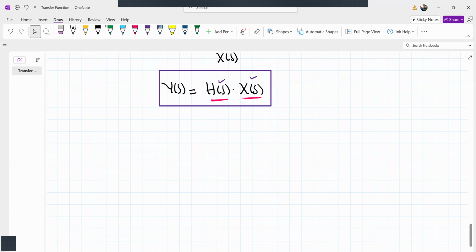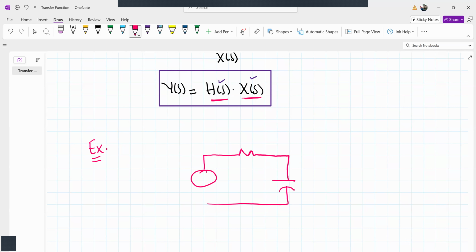So what we'll do, we'll take an example. Sometimes the transfer function will be given, or sometimes you may have to first determine the transfer function, then find the output. Our goal is to find the output voltage in this RC circuit, where the input, that is Vi(t), is simply delta(t).